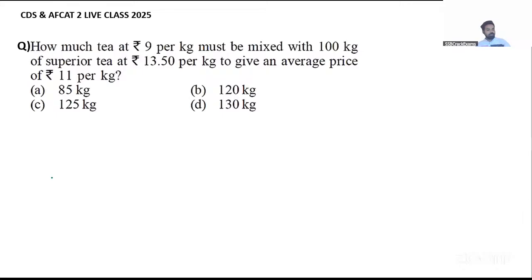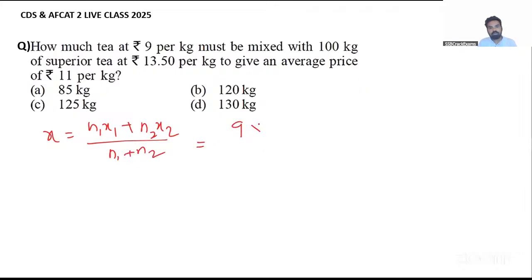How much tea at rupees 9 per kg must be mixed with 100 kg of superior tea at 13.50 per kg to give an average price of 11 per kg? So this is again the same question depending on the formula. X is equal to (N1 x1 plus N2 x2) upon (N1 plus N2). So N1 is 9, x1 is 100, N2 is 13.5.